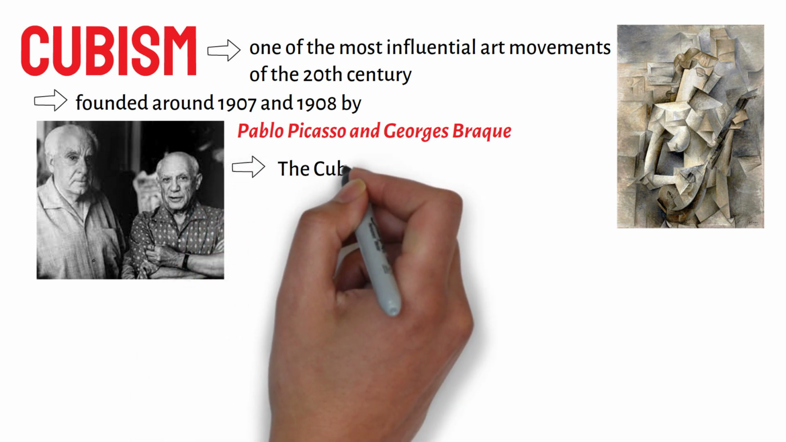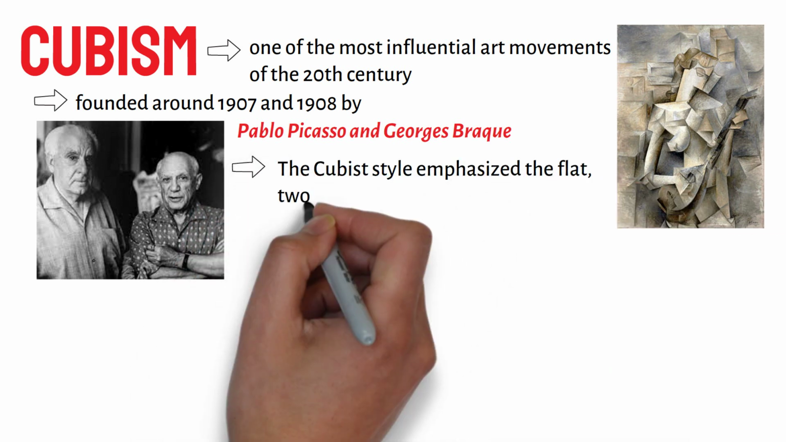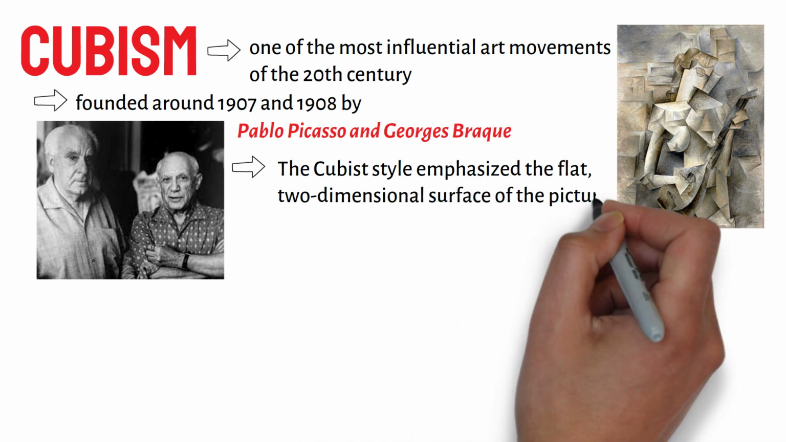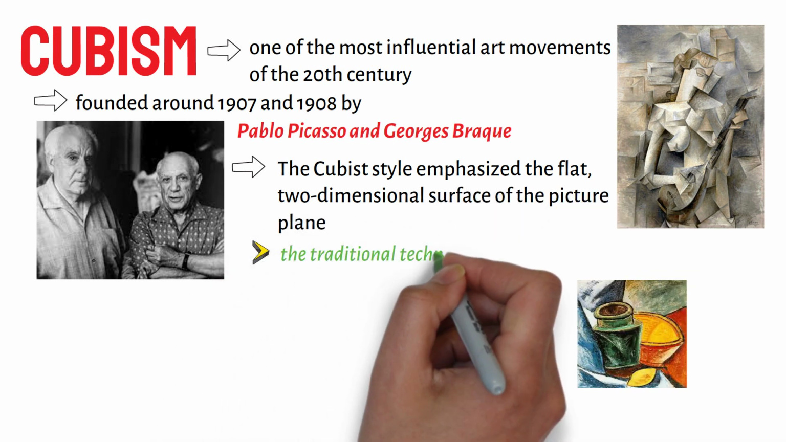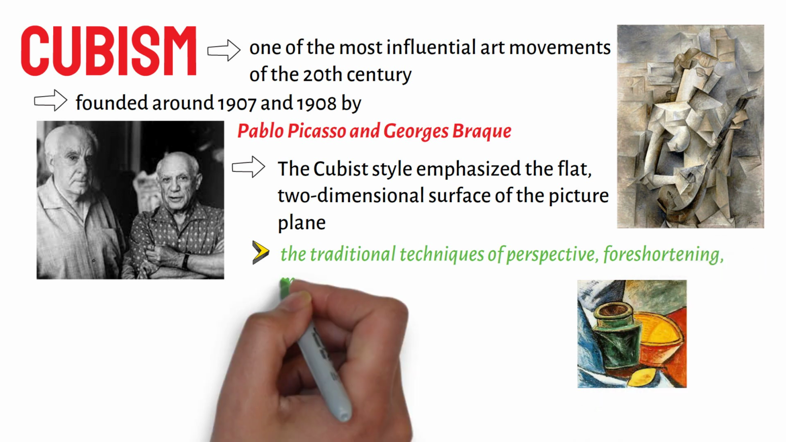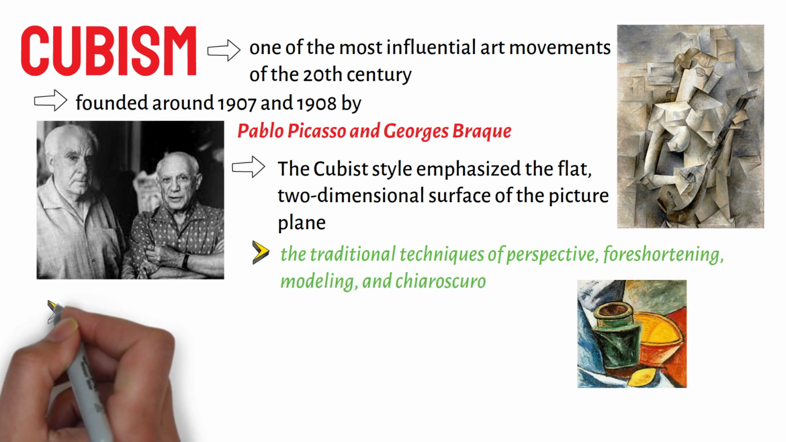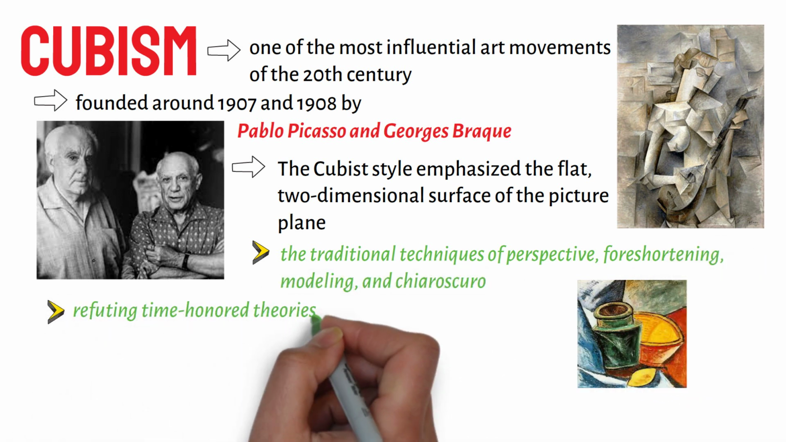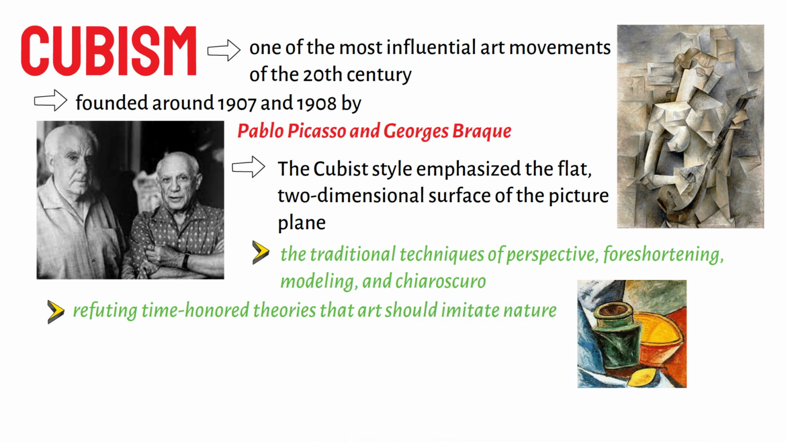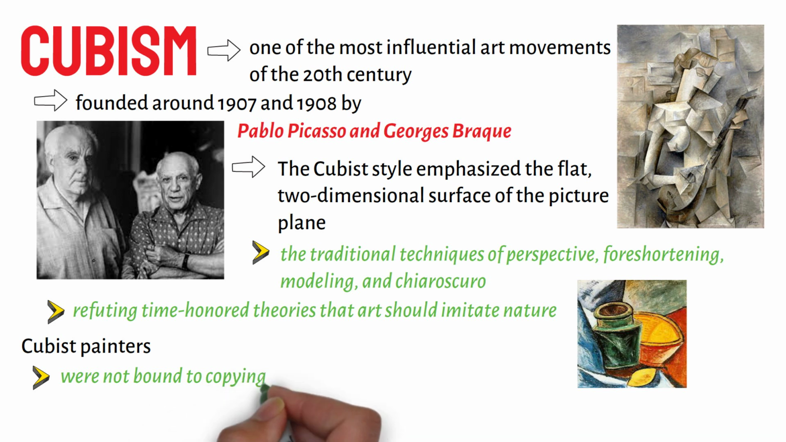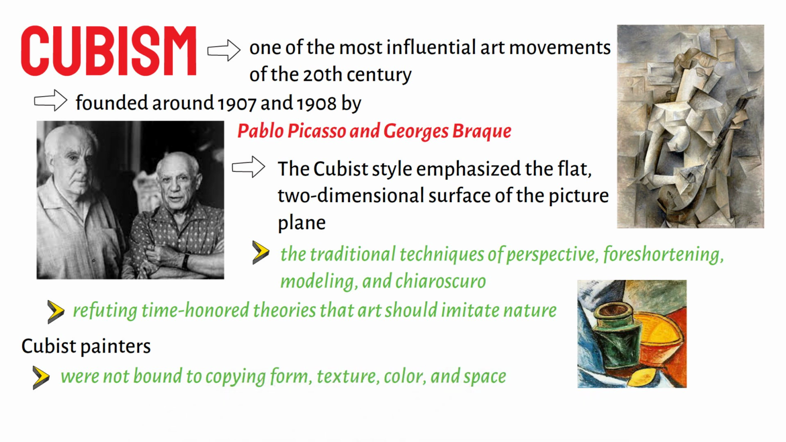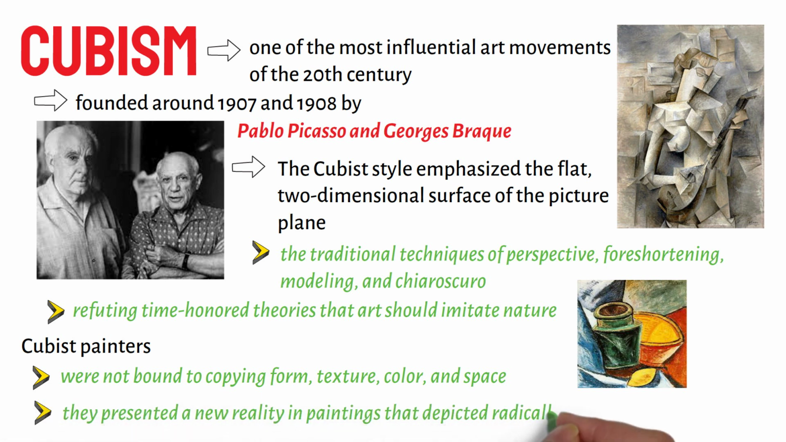The Cubist style emphasized the flat, two-dimensional surface of the picture plane, rejecting the traditional techniques of perspective, foreshortening, modeling, and chiaroscuro, and refuting time-honored theories that art should imitate nature. Hence, Cubist painters were not bound to copying form, texture, color, and space. Instead, they presented a new reality in paintings that depicted radically fragmented objects.